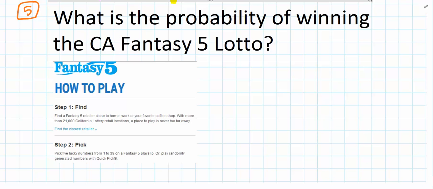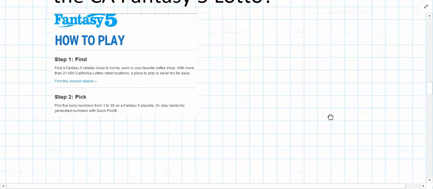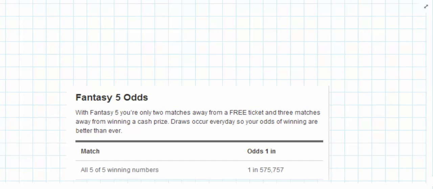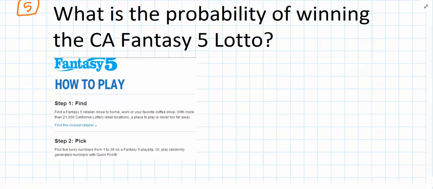So we were just talking about this, and I want to show you what I pulled from the website. Okay, this is what I pulled from the website. Check it out. The Fantasy 5 odds. The odds that you win are right there: 1 in 575,757. Okay? So let's go back here for a second and talk about what you guys did. First of all, how do they get 575,757? How do they get that?